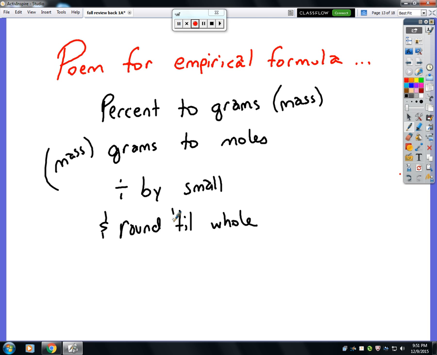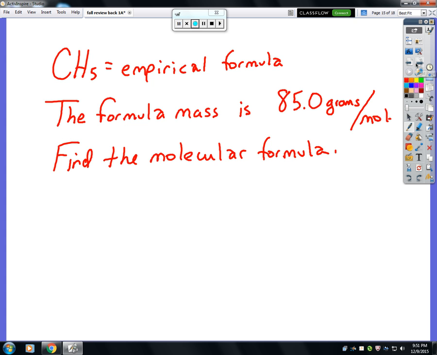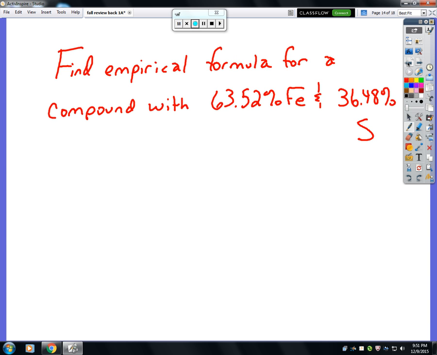All right, so remember that poem. Now let's do these. So our first problem: find the empirical formula for a compound with 63.52% iron and 36.48% sulfur.